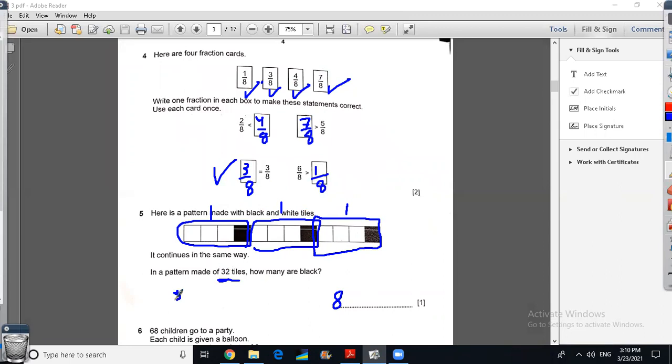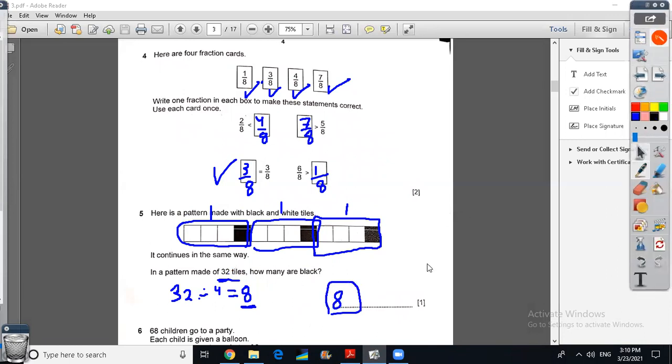So 32 divided by 4. There is going to be 8 exactly. So it's 8 groups. Again, each group is 4 tiles. I divide 32 by 4 to see how many groups are going to be there in the 32 tiles. We found that there are going to be 8 groups, and in each group, there is only 1 black. So 8 groups, 1 black in each group, so 8 black tiles are going to be there in the 32 tiles. Let's continue.